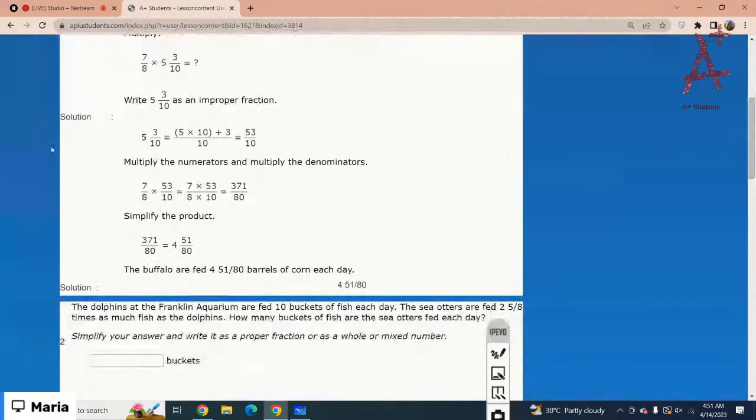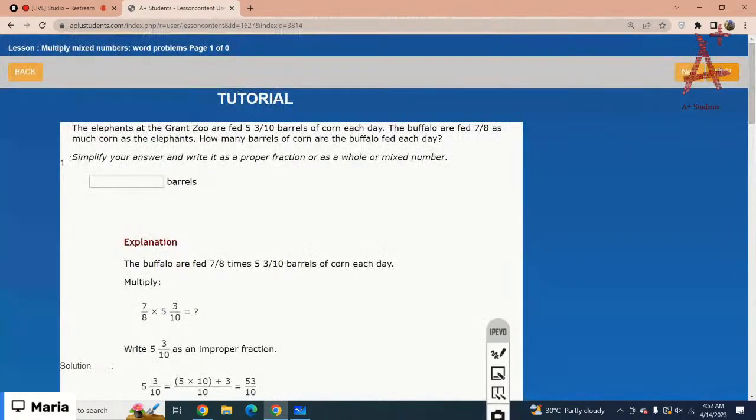Then we know how to multiply the improper fraction. First, convert the improper fraction 5 whole 3 by 10 into improper fraction. It would be 53 over 10. Then you have to multiply both the fractions. So it would be 4 whole 51 over 80. Got it? Let's just start with the practice questions and do them on board.